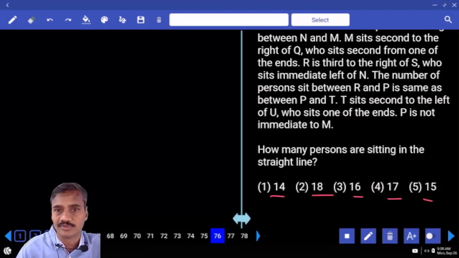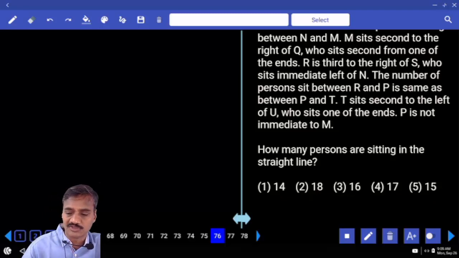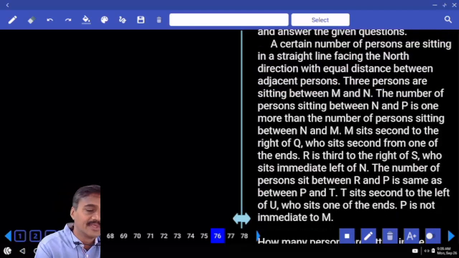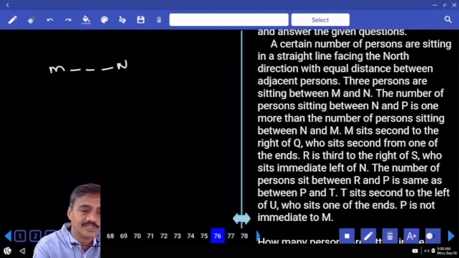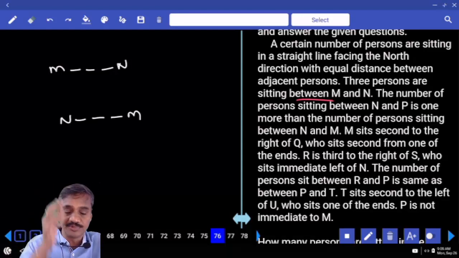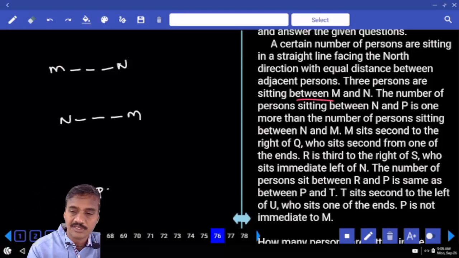It is more complicated. Then we must start. And here there are 3 persons between M and N. M ki N ki madhya entamandi unnaru cheppandi? There are exactly 3. If M is here, 1, 2, 3, N is here. That is the first possibility. Second possibility, between N and M there must be exactly 3 and 1, 2, 3. Now between M and N, who is entering before whom is not clearly given. M and N there must be exactly 3 persons. And the number of persons between N and P is 1 more than number of persons between N and M.